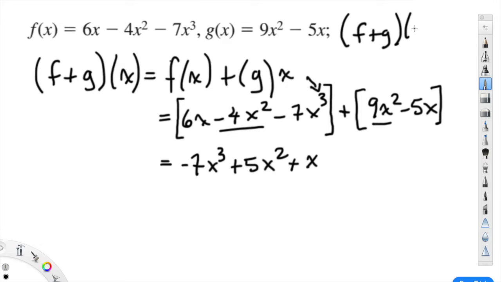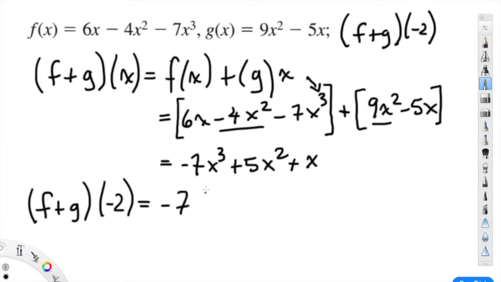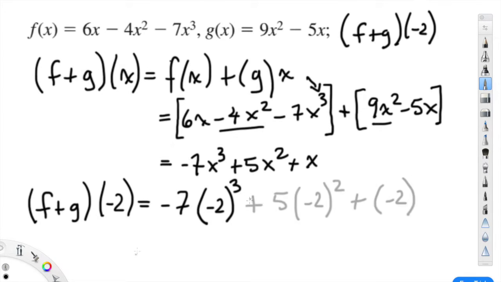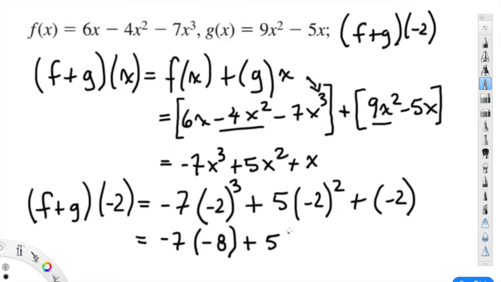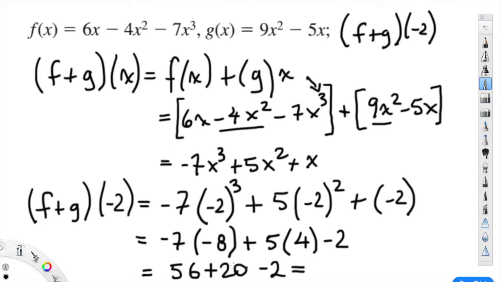Let's say we want to evaluate f plus g of negative 2. This tests your ability to properly evaluate squares and cubes of negative numbers. So negative 7 times negative 2 cubed. Negative 2 cubed is negative 8, since negative 2 times negative 2 is 4, and 4 times negative 2 is negative 8. Then negative 2 squared: negative 2 times negative 2 is 4. And then negative 2 is just negative 2. Then minus 2. When you finish everything, 56 plus 20 is 76, minus 2 is 74.